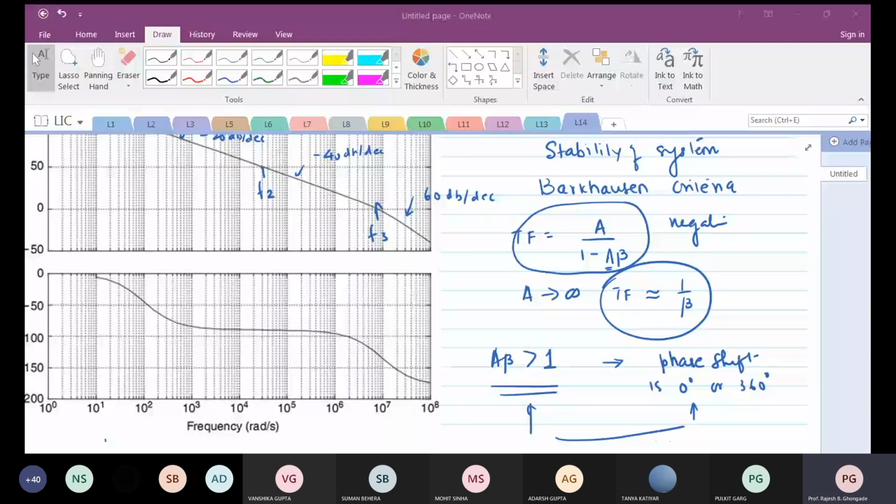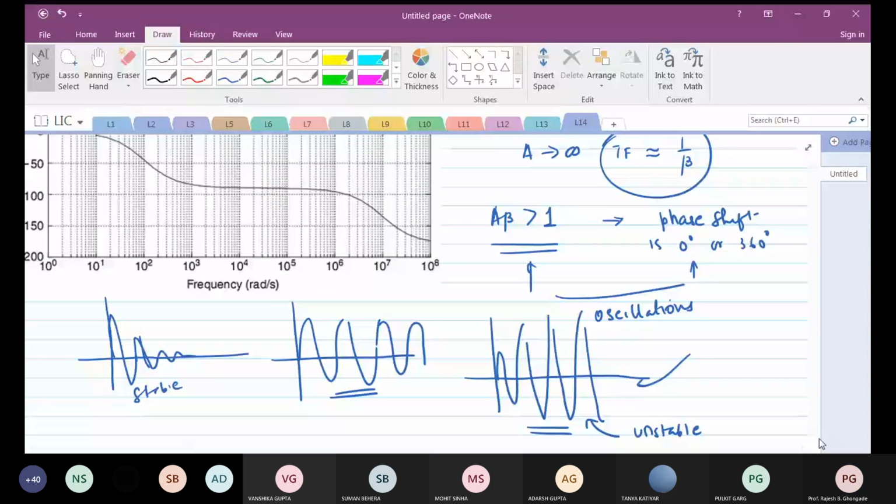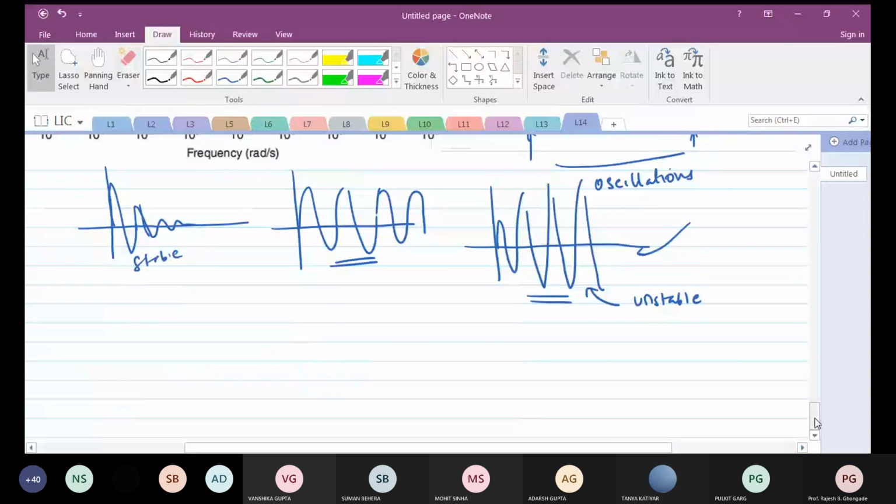Hello guys, are you there with me? Yes, sir. Okay, I think there was a call drop. Let us make it simple. Do you know the concept of poles and zeros? Have you studied the concept of poles and zeros?